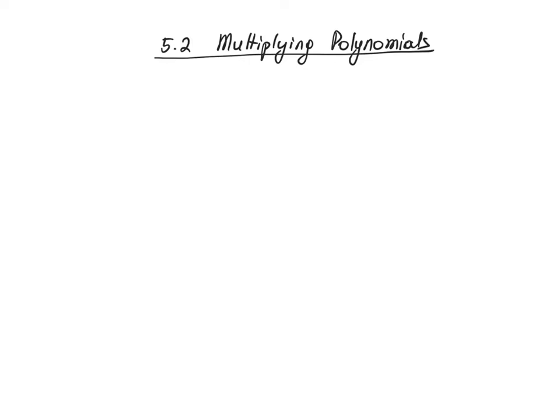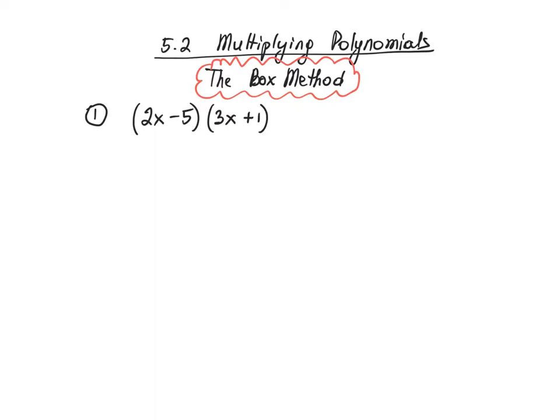In this video, I would like to show you a very cool method of multiplying polynomials that you may not see in the videos provided by the publisher. This method is called the box method. Let's say you need to multiply two binomials, 2x minus 5 with 3x plus 1.